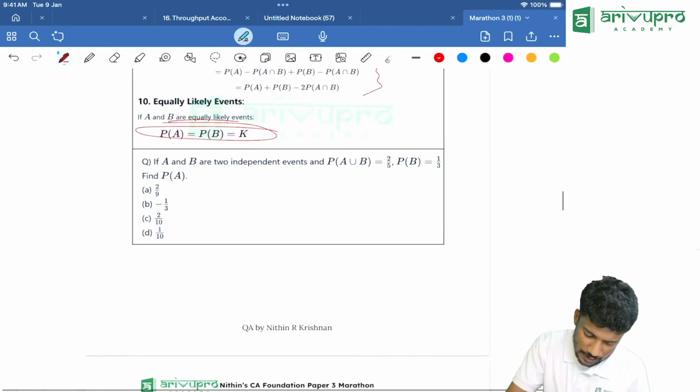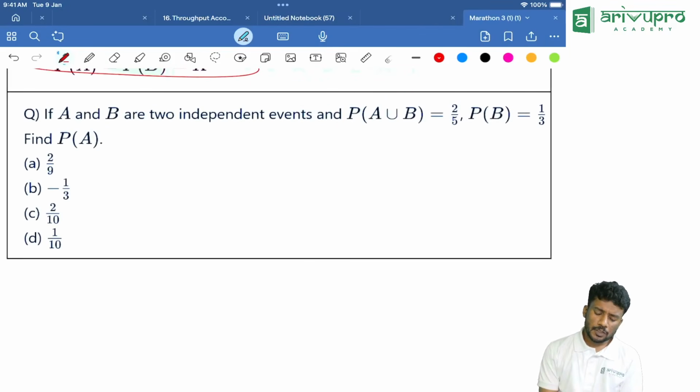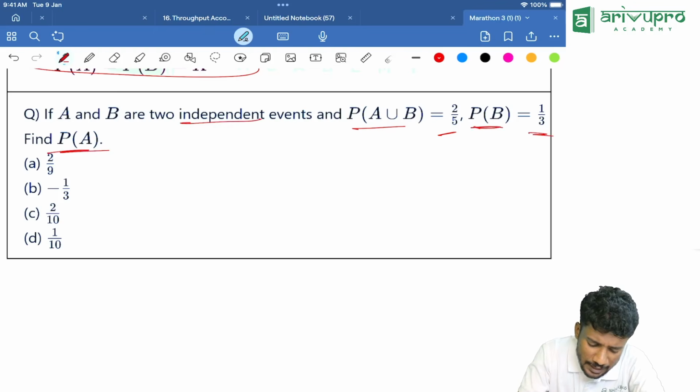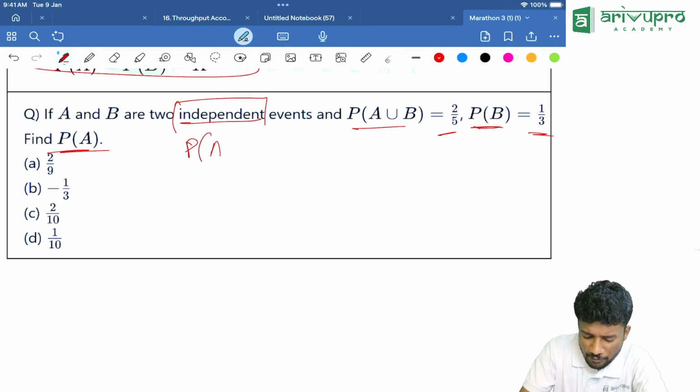Okay. Now, we'll start. Get me the answer. A and B are two independent events, and P of A union B is equal to 2 by 5. P of B is equal to 1 by 3. Find P of A. How to do this? Since they are independent events, what happens? P of A intersection B is equal to P of A into P of B.